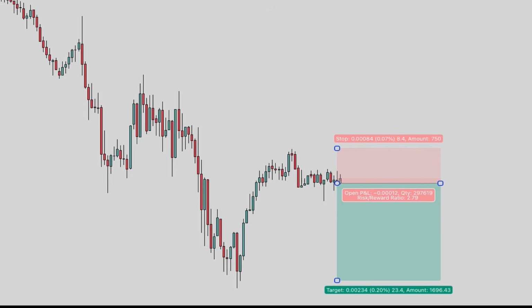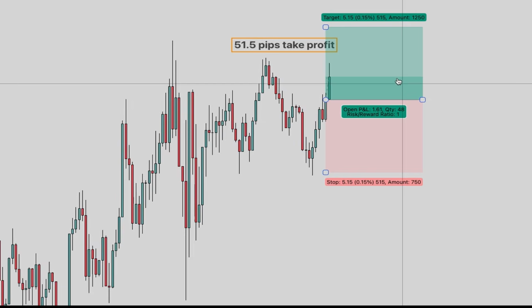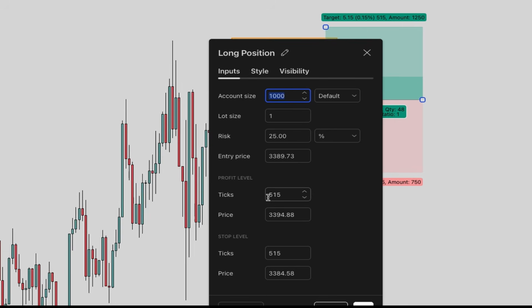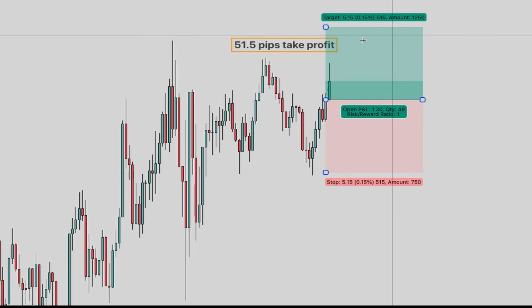But for gold, if you go back to gold right here, or the indices, and you double click on this, it will show you 515. So this 515, you divide it by 10, exactly the same way you did for the currency pairs. But here on the tool itself, it shows you 515. It doesn't divide it automatically to 51.5. So you should take note of that.